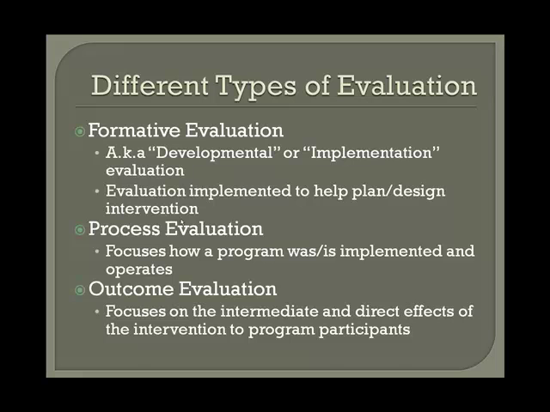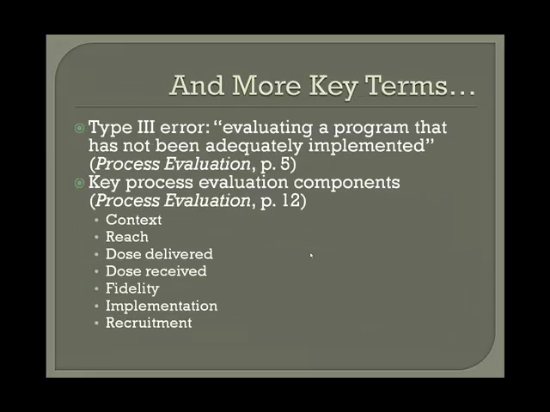Alright, I have more key terms here. Another key term to keep in mind is a type 3 error. And so what's a type 3 error? Well, you're familiar with type 1 and type 2 error, and it deals with whether or not you are rejecting the null hypothesis falsely or correctly. Now, type 3 error is a different type of error. It's the error that occurs as a result of a program not adequately being implemented.